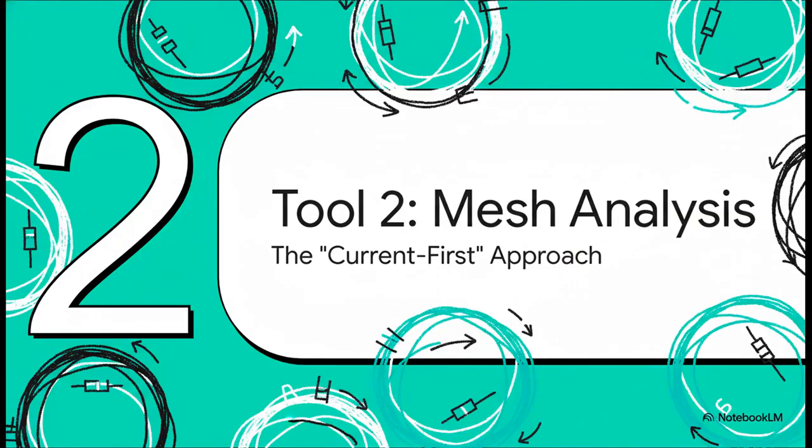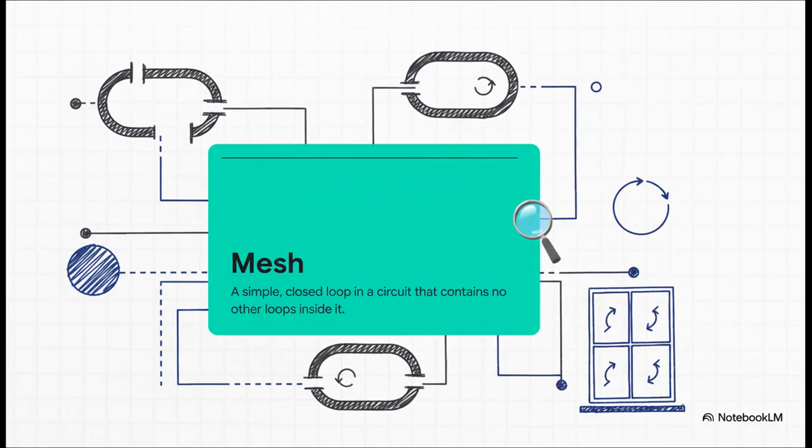But hang on, what if we wanted to come at the problem from a totally different angle? Let's pick up our second tool, mesh analysis. This one is our current first approach. Instead of finding voltages at specific points, we're going to find currents that are flowing in loops. So the fundamental unit here is the mesh. A great way to think of a mesh is like one of the window panes in a circuit diagram. It's a simple, closed loop that doesn't have any other loops hiding inside of it. Our whole goal here is to figure out the current that's circulating around in each of these little panes.